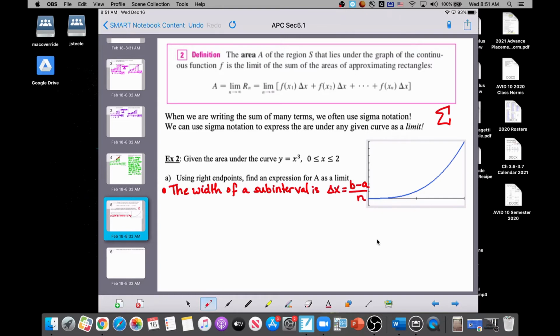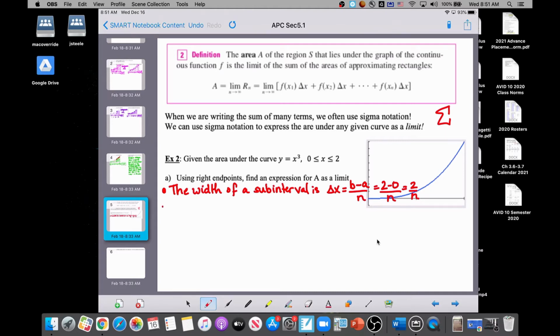Or in this case, 2 minus 0, because that's our b and that's our a, divided by n, okay, where n is going to be the number of intervals, right? So this is going to be equal to 2 over n. So that's our delta x.